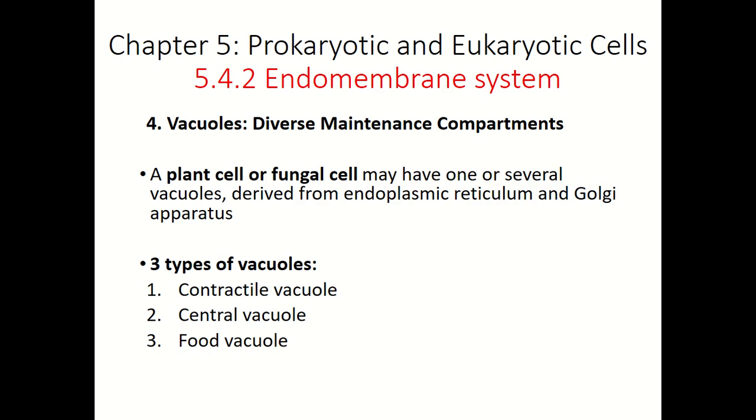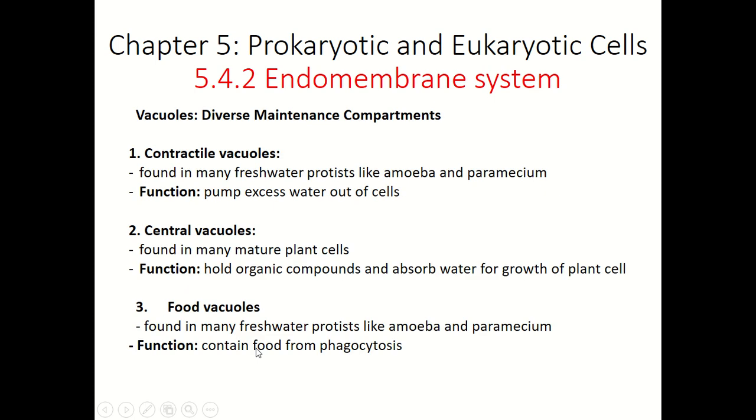So next, vacuole, the diverse maintenance compartment. Plant cells or fungal cells may have one or several vacuoles that derive from the endoplasmic reticulum and also the Golgi apparatus. There are three types of vacuoles. We have the contractile vacuole, the central vacuole, and also the food vacuole.